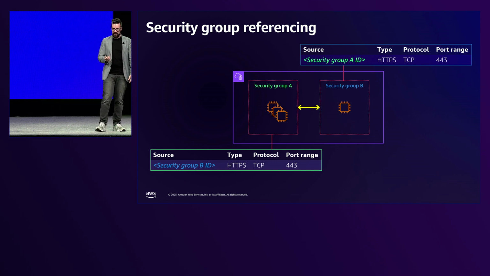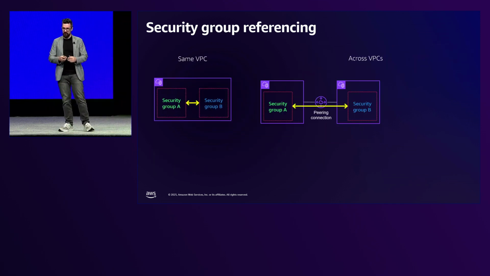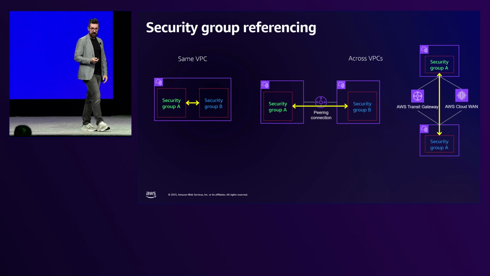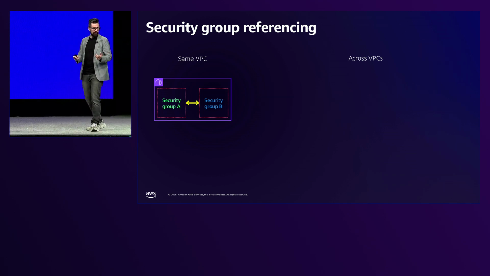Now, this isn't a single VPC, but I can also do this across VPCs. So I can do this via a VPC peering connection, as well as via either a transit gateway or, as of last week, Cloud WAN as well. Come back.